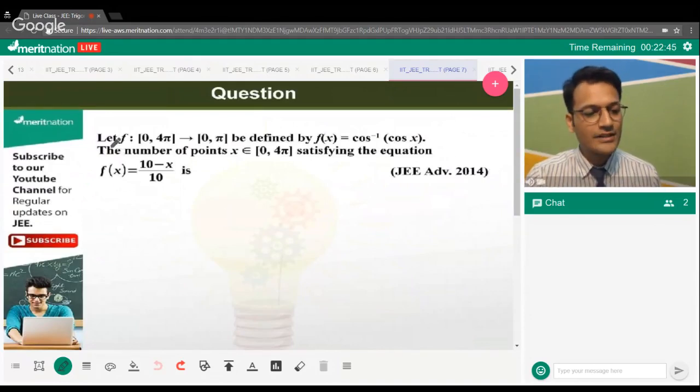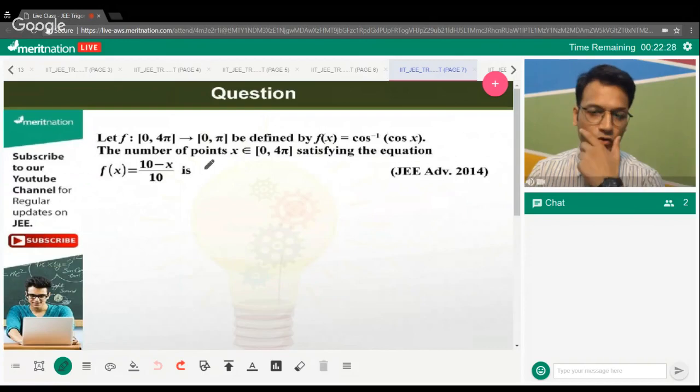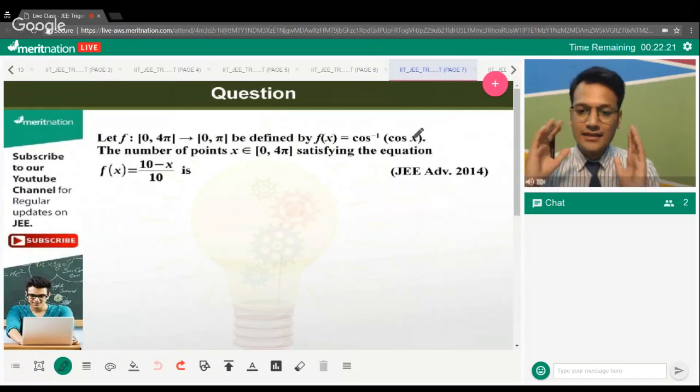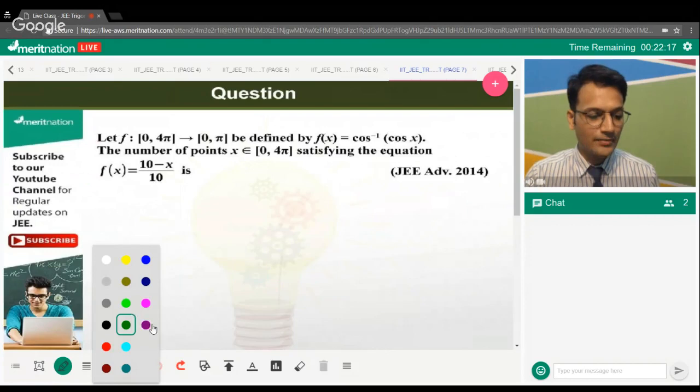So if I talk about this question, it says there is a function from 0 to 4 pi to 0 to pi. It is defined as cos inverse of cos x. The number of points in the domain satisfying the equation f(x) is equal to (10 minus x) upon 10 is what? So over here, whenever you see cos inverse cos x, think of its graph. So I'll just quickly plot the graph over here.